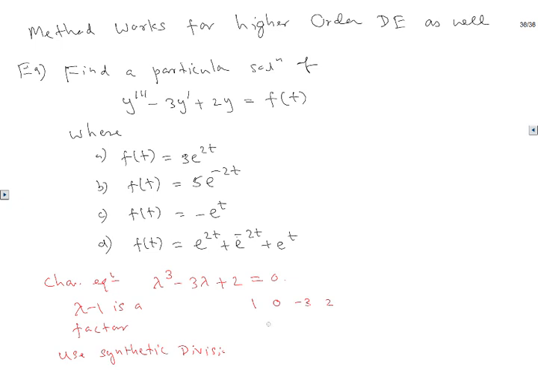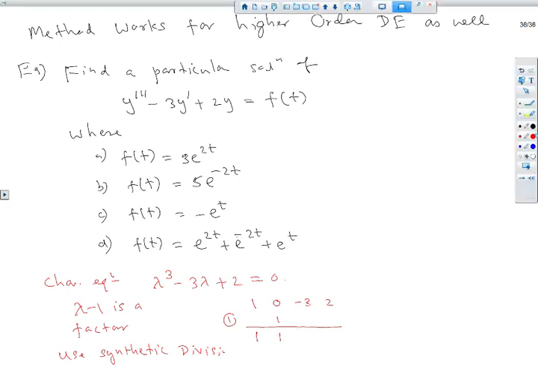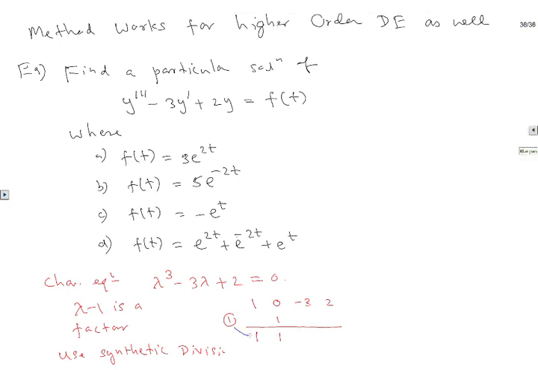So what we can do is divide this by the root. We know that the root is 1 here, since it's lambda minus 1, so we're going to go with 1. We bring 1 down first, and then multiply and add. When you multiply 1 and 1, you get 1. When you add, you get 1. Then you multiply 1 with 1, and add. So you multiply and add, multiply and add.